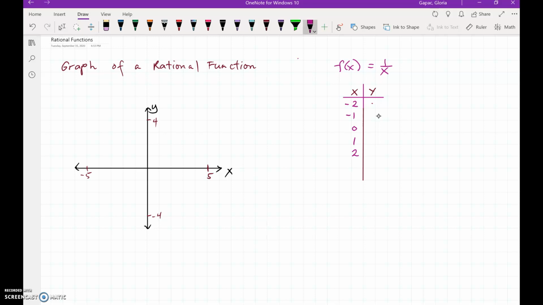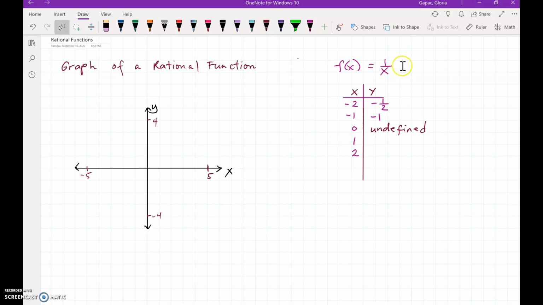Yes, it is -1/2. Then if I plug in -1 into this, 1 over -1 is -1. But what happens if I plug in 0? Yeah, that is correct. You will get undefined. If you're doing it in the calculator, it will say error.